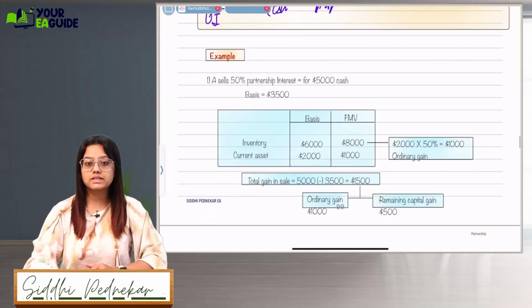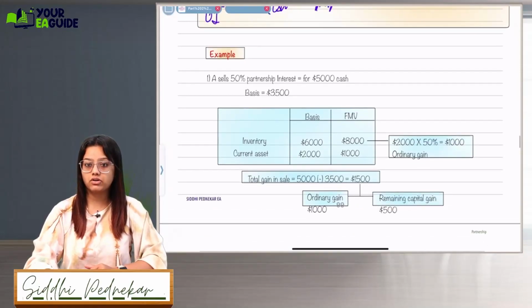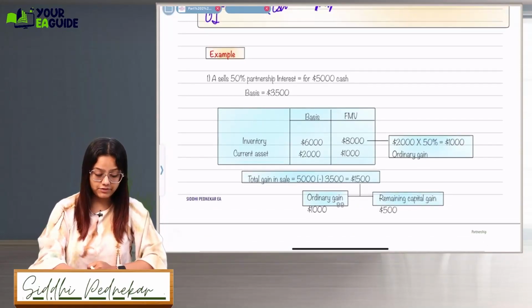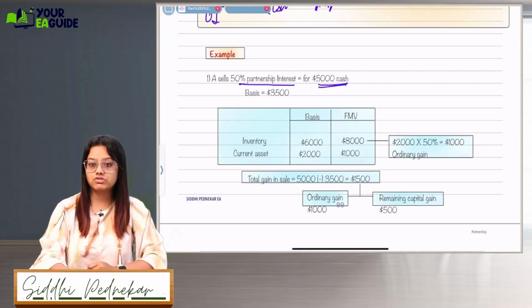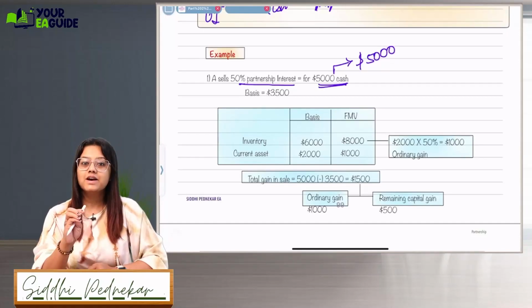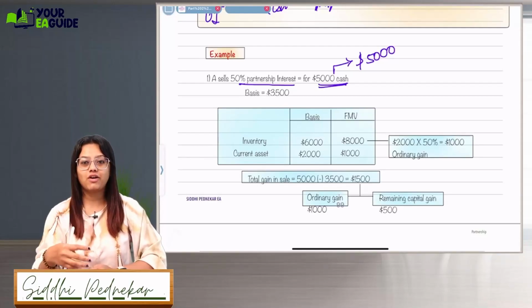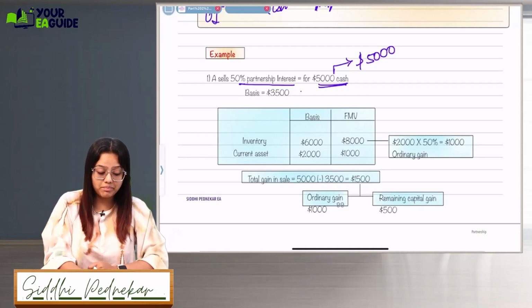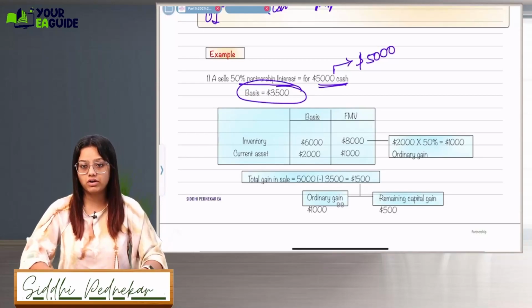Now here is one example. Let's see based on that topic only. A sells 50% of his partnership interest for 5,000. Meaning he is selling the partnership interest at that price, but he is not selling the whole share; he is just selling 50% of his share of the partnership interest, and the basis of this is $3,500 only.